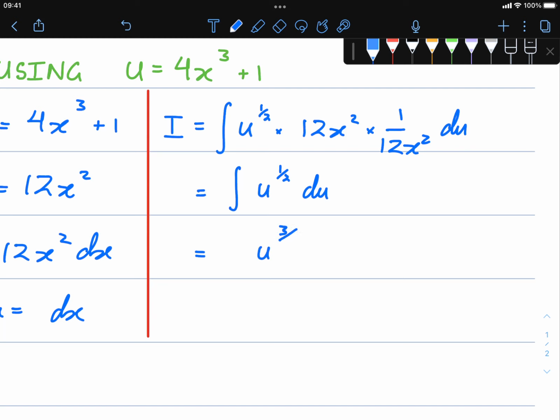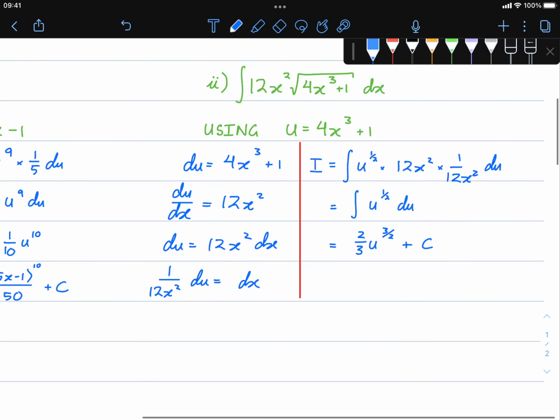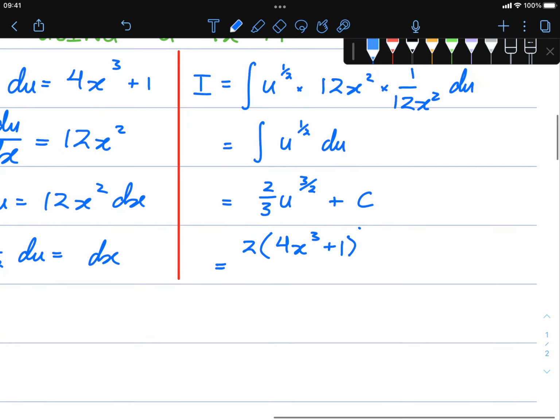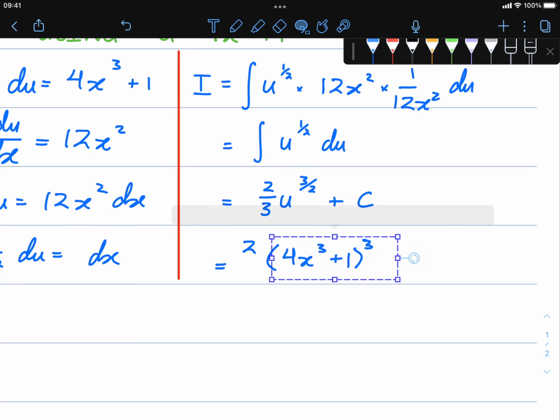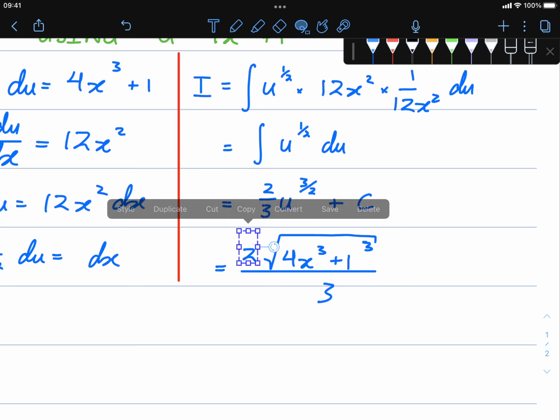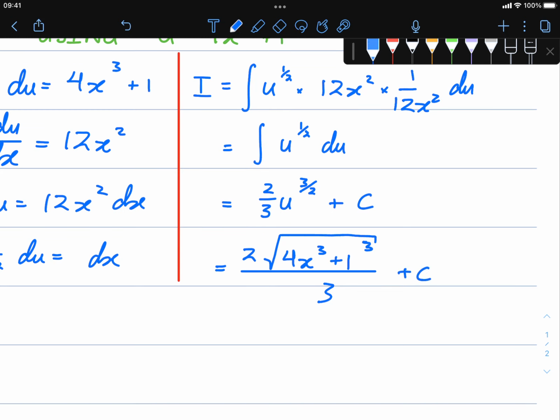u to the power of 3 over 2, dividing by the new power, plus c, and resubstituting back in our value. So 2 times 4x cubed plus 1 cubed, but we need to take the square root of that, and this is going to be all over 3. And of course, plus c.